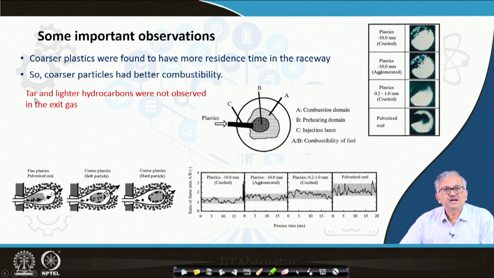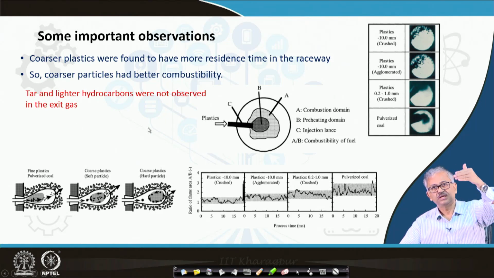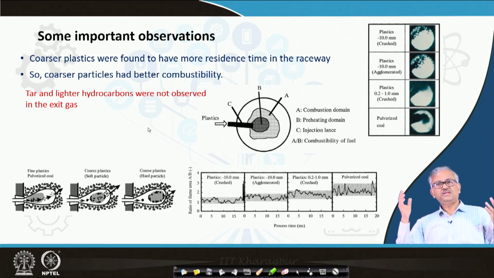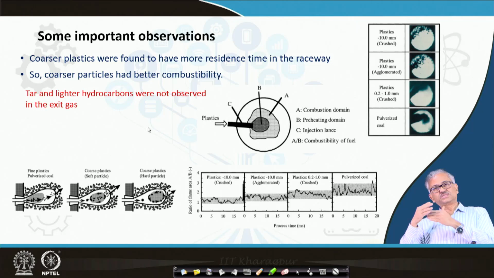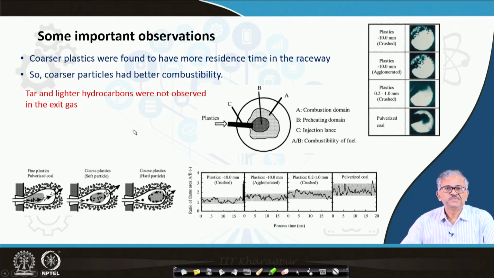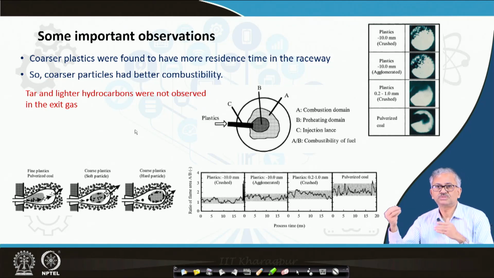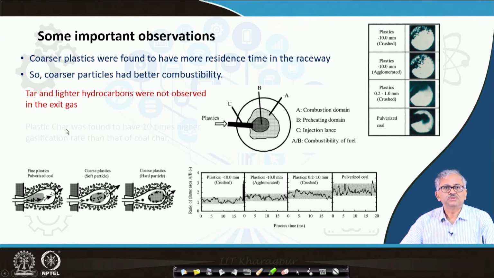And then the tar and lighter hydrocarbons were not observed in the exit gas. They measured the exit gas, and interestingly they did not find any tar or lighter hydrocarbons. The gas composition was much similar to what could have been obtained using the pulverized coal. So that is a very good observation. If tar comes out in the exit gas, that will make a problem, because it can block the further downstream pipelines. So that is a good thing.